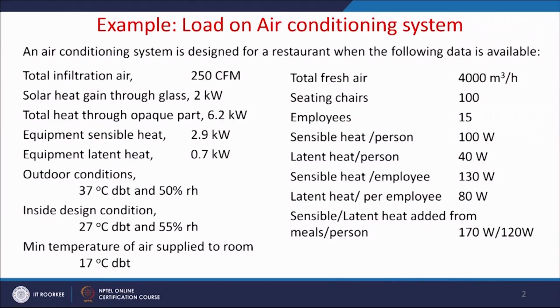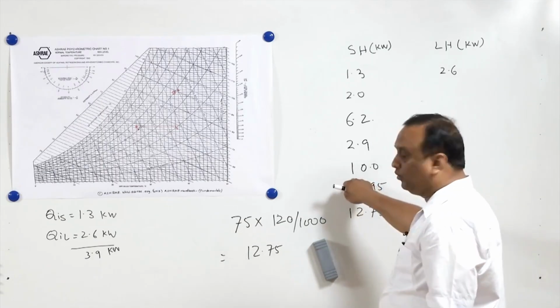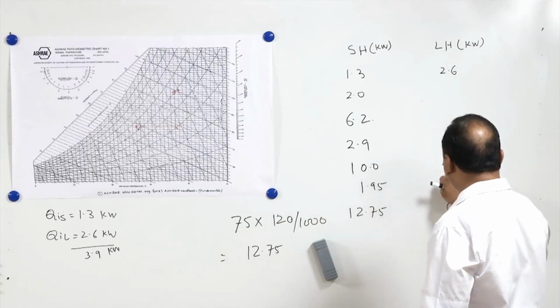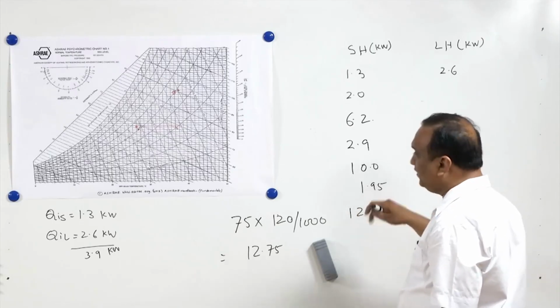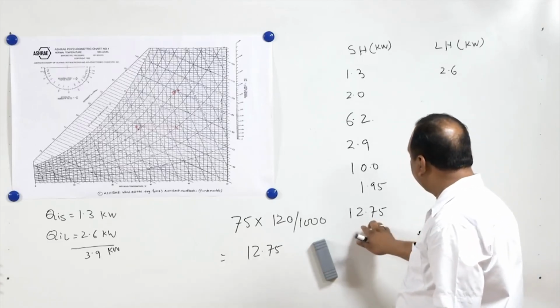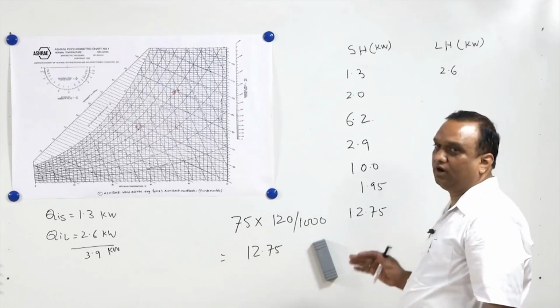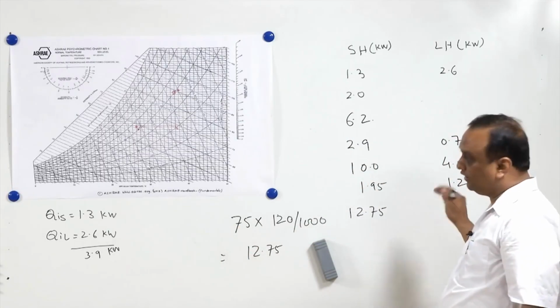So now we have, I think, all the loads on the building. That is, due to infiltration, 1.3 and 2.6 kilowatts. 2 kilowatts is coming from fenestration, direct solar radiation. 6.2 from the opaque part of the building: walls, ceiling and the floor. 2.9 and 0.7 are coming from the equipment in the restaurant, sensible heat and latent heat. 10 kilowatts sensible load and 4 kilowatt latent heat load from occupants, and 1.95 kilowatt is coming from the employees as sensible heat and 1.2 kilowatt as latent heat, and 12.75 and 9.0 kilowatt is the sensible heat and latent heat added by the food respectively.